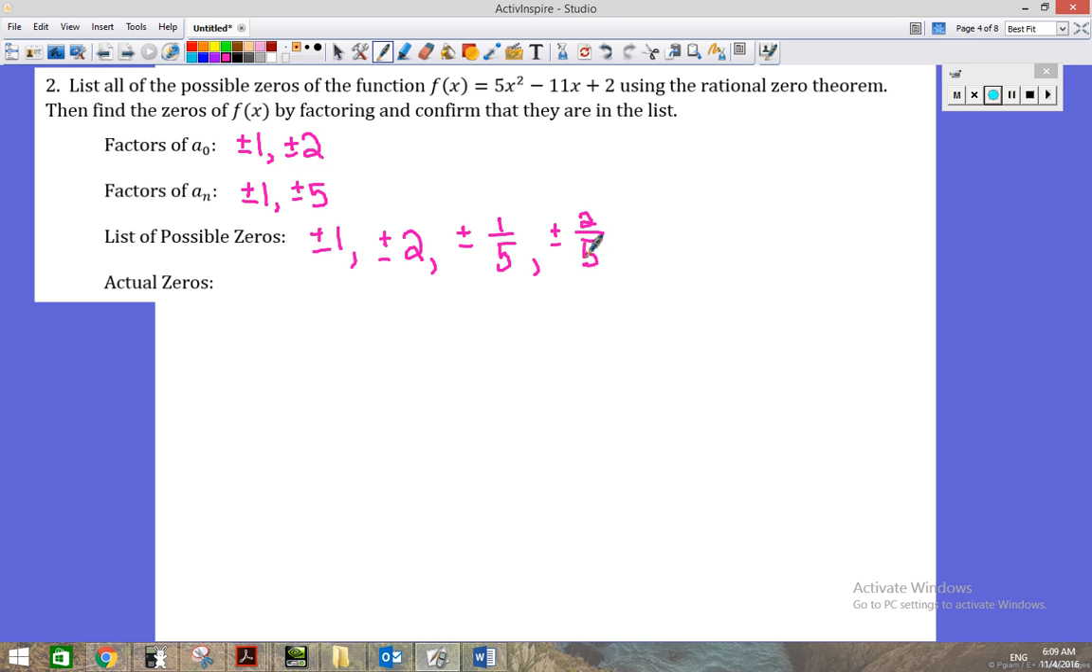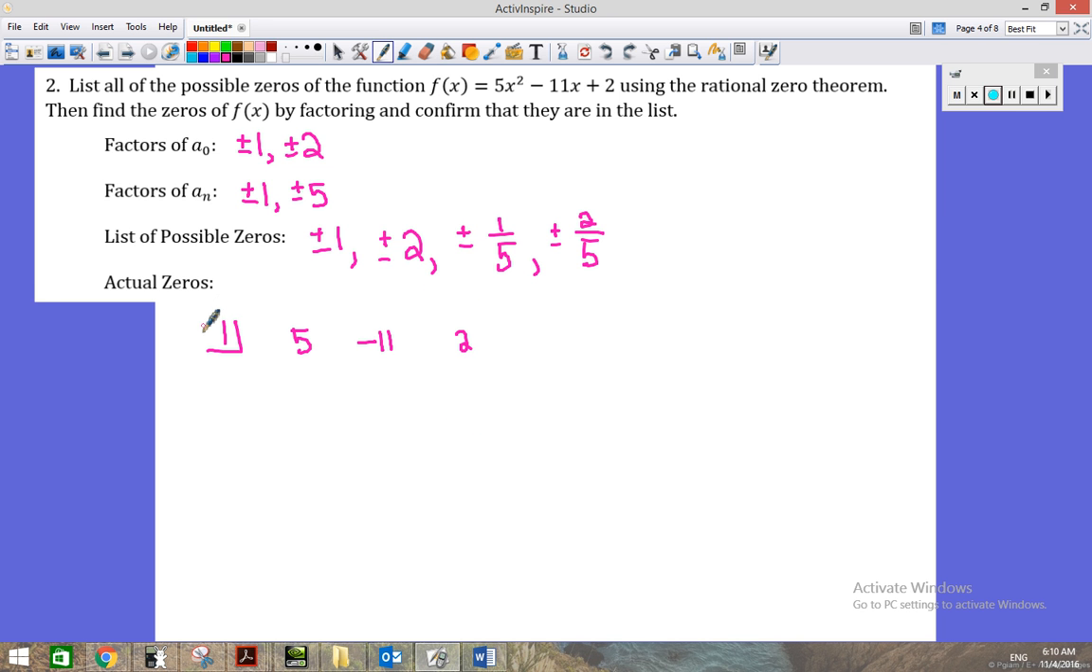So let's go through and use synthetic division. We could just plug in the values to see what produces an output of 0, but I'm going to use synthetic division just for the practice. So if I use 1, again, make sure this is in standard form, so I've got 5, negative 11, and 2. And 1 is not an x-intercept, because I'm expecting a remainder of 0 if this were a zero of the function, if this were an x-intercept, if this were a root of this function.